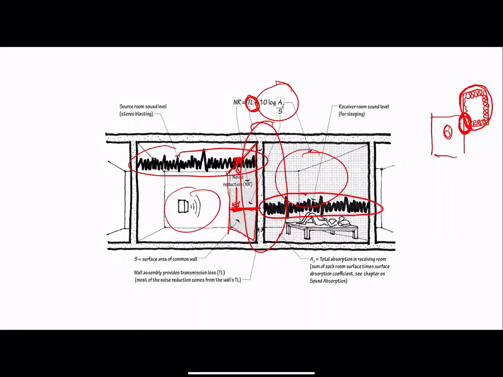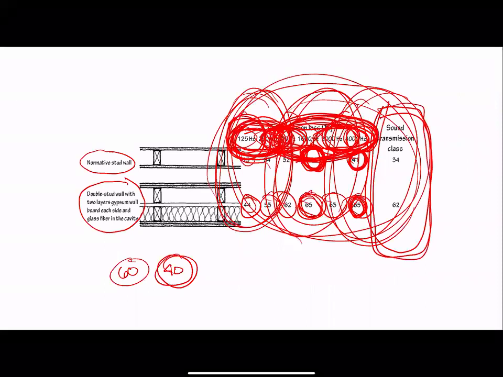Now, back to sound transmission class. How is it calculated? Is it the average? No, it's not the average across all the different octave bands. You don't get 62 by averaging all the different octave bands that go into it. It's actually way more complex than I'm going to explain here. It's actually not that complex.